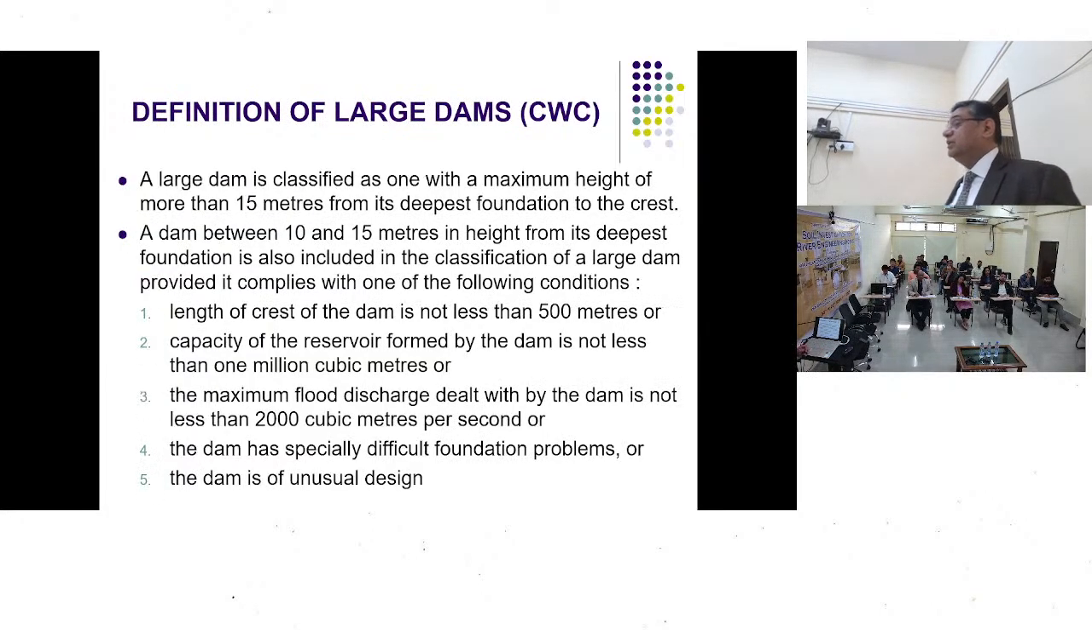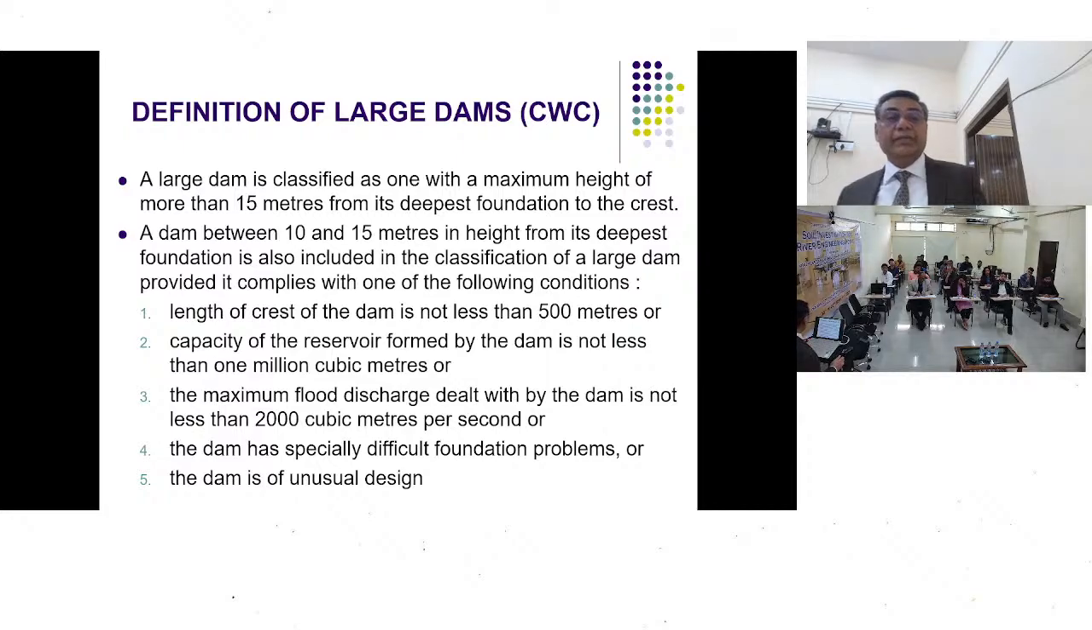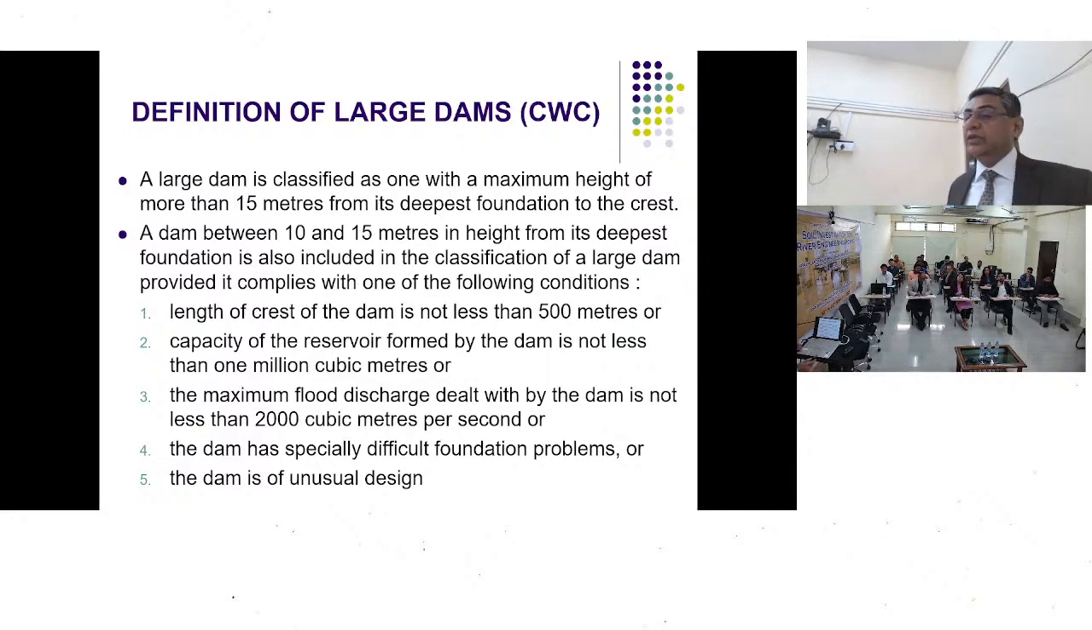What does the Central Water Commission define as a large dam? It defines a dam as large if it has a maximum height of more than 15 meters. Okay, fine. This is the one which we adopted from the ICOLD bulletin. Further, it qualifies that a dam between 10 to 15 meters in height from its deepest foundation level is also included in the classification of large dam, provided.